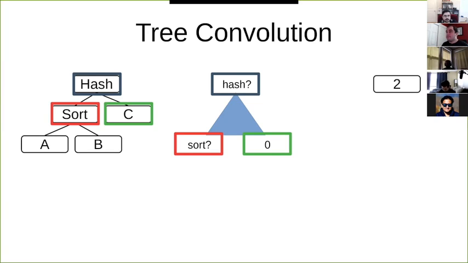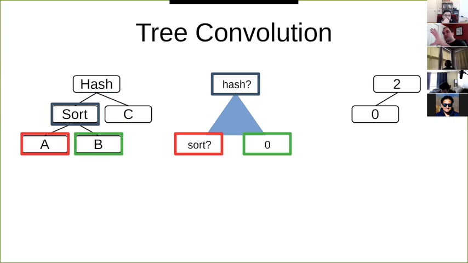Okay, so then we're going to take this filter and slide it down. And now we're going to say, okay, is this sort a hash? No, 0. Is A a sort? No, 0.